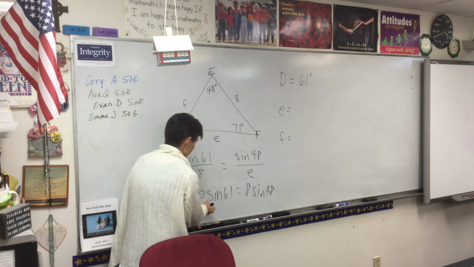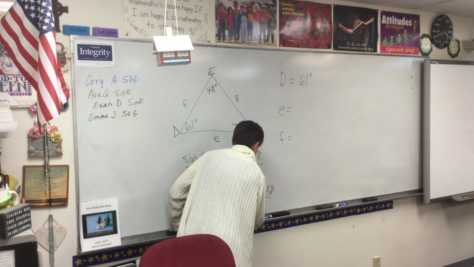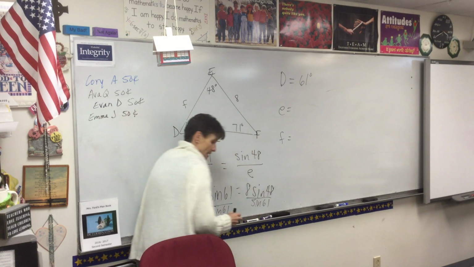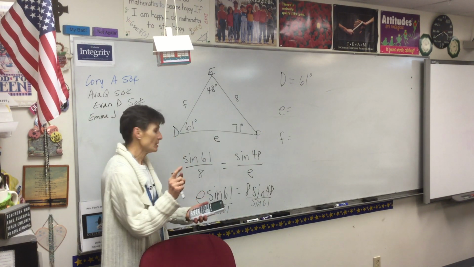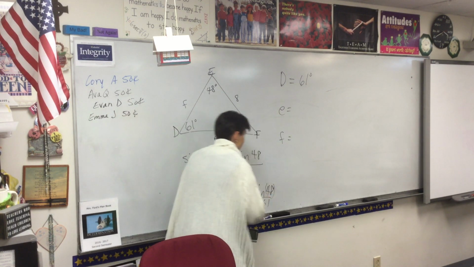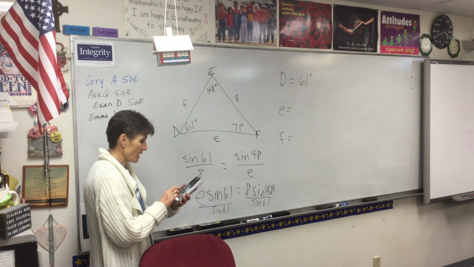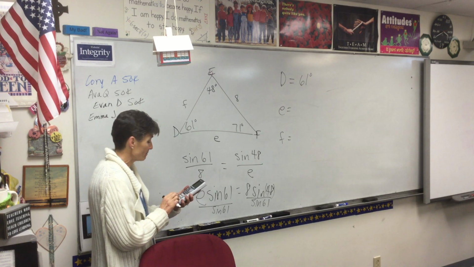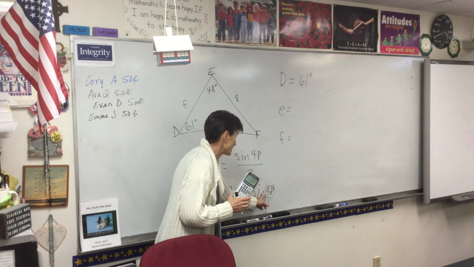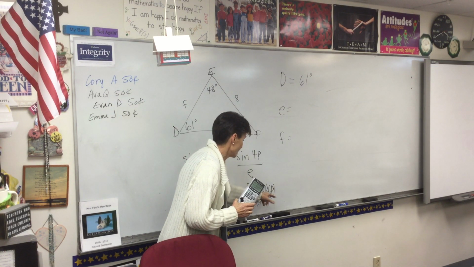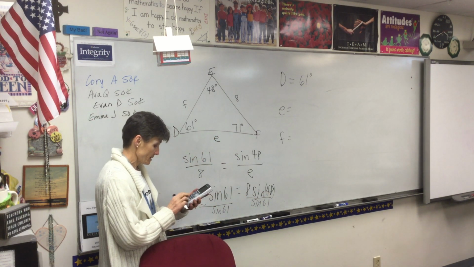Now you're solving for E, so you're going to have to divide by sine 61. And then we're all going to type this in on our calculators, being particularly careful to close the parentheses. Alright, so 8 sine 48. You don't put those parentheses in, that comes in by itself. You have to close it. So 8 sine 48 divided by sine 61.